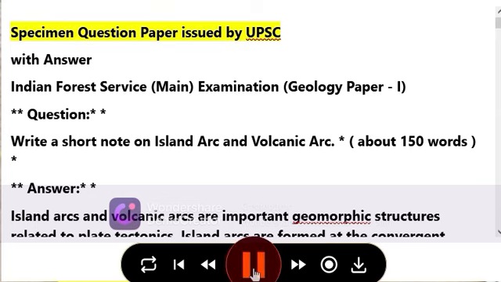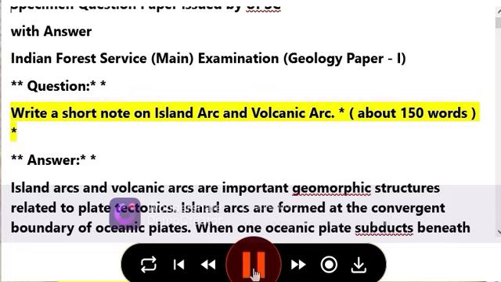Specimen question paper issued by UPSC, with answers: Indian Forest Service, main examination, Geology paper. Question 1: Write a short note on island arc and volcanic arc.